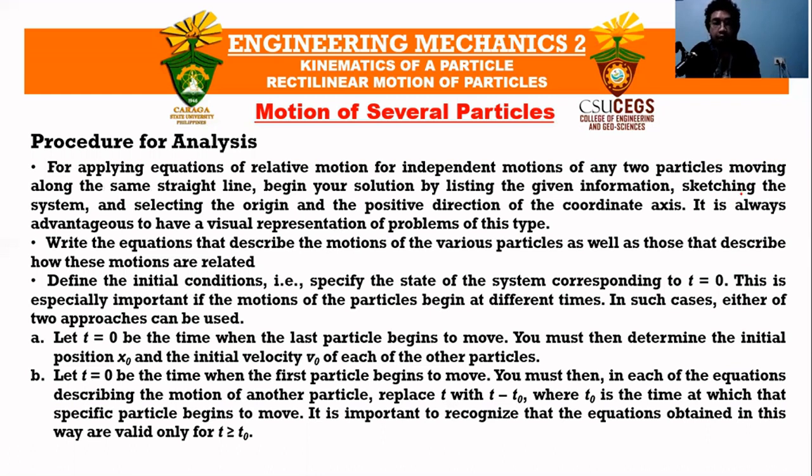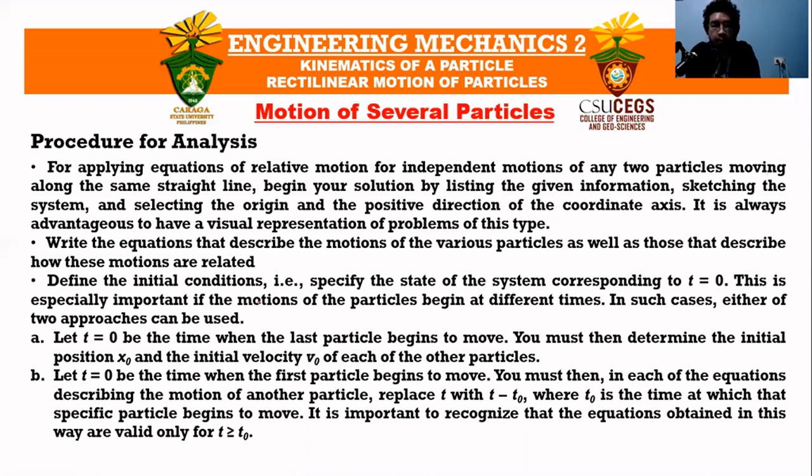Next is you write the equations that describe the motion of the various particles, as well as those that describe how these motions are related, and define the initial conditions, that is specify the state of the system corresponding to the time that is equal to 0. And this is especially important if the motions of the particles begin at different times. So in such cases, either of the two approaches can be used.